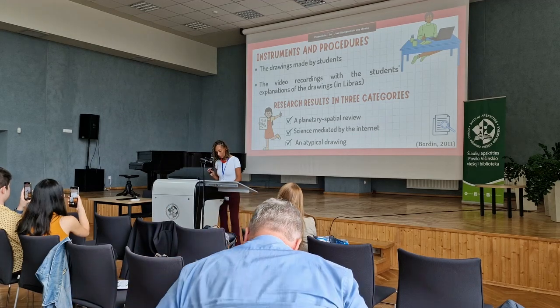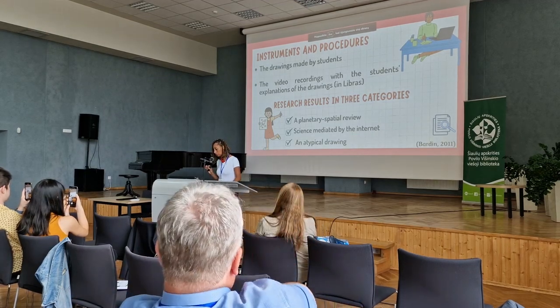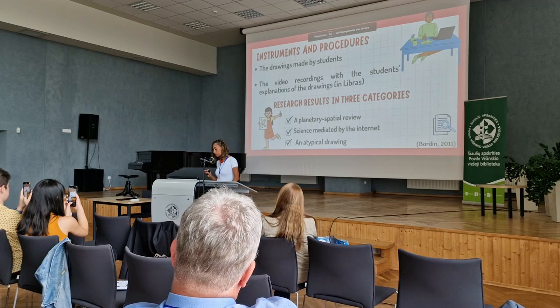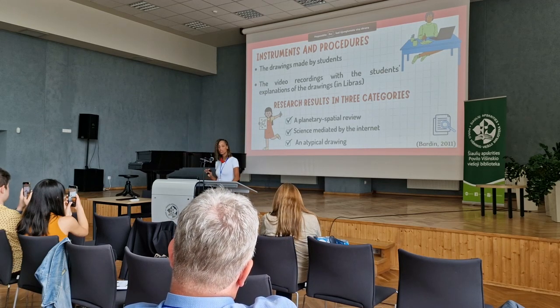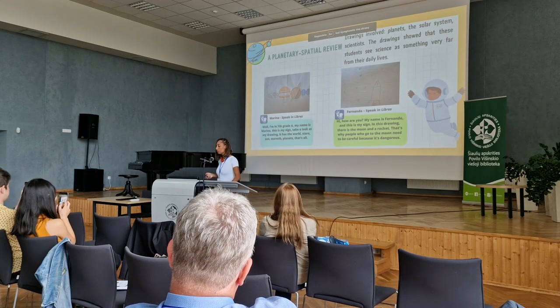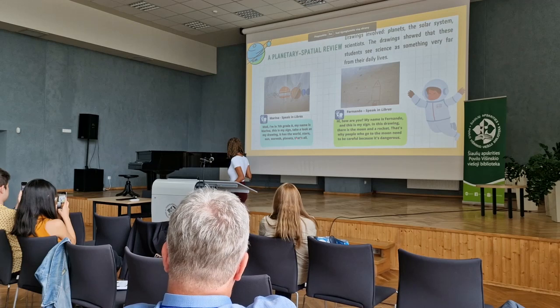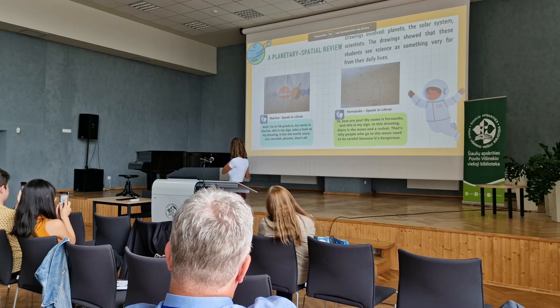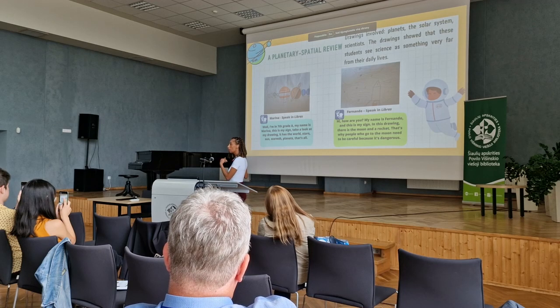So, the analysis of the data resulted in three categories: a planetary spatial view, science mediated by the internet, and an atypical drawing. A planetary spatial view. Here is a student's explanation in Libras, but I'm gonna explain about the category.